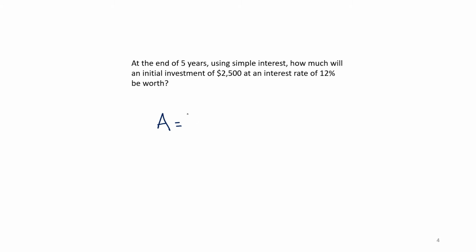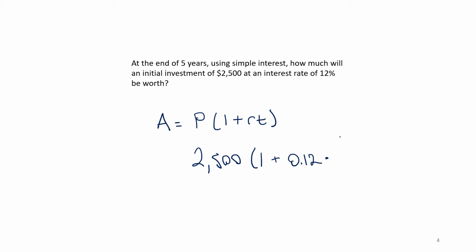So, A equals P(1 plus RT), and then we're going to fill in what we know we have. Our principal is 2,500. Our interest rate is 0.12. Make sure you don't put 12. Times 5, our T. And then we'll go plug that in.